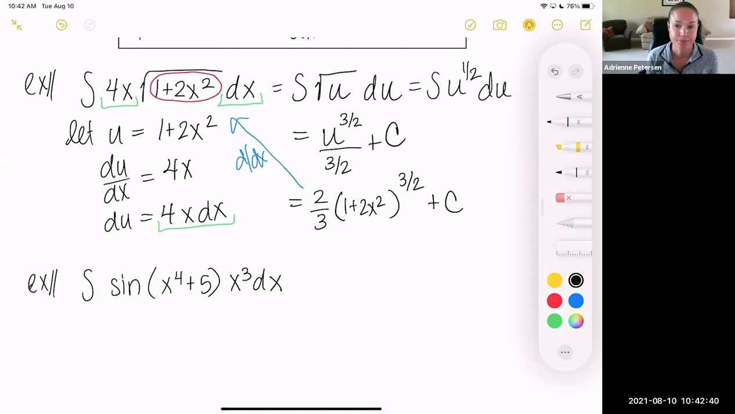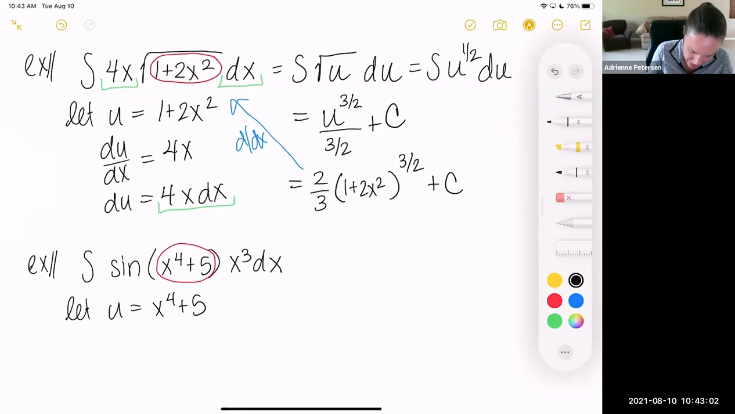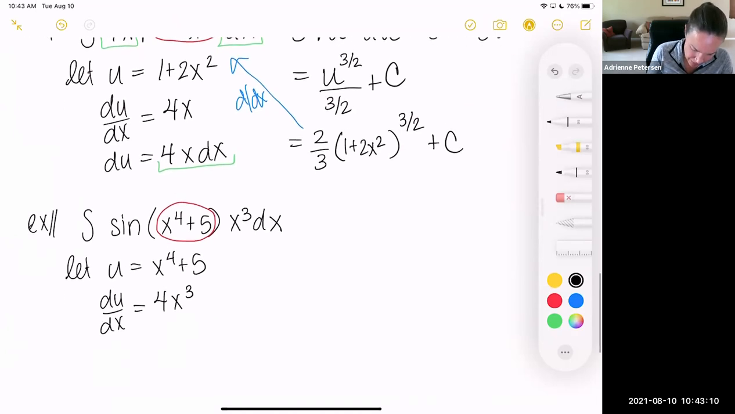Great. Okay, so in general, we always let u be our inside function. In terms of f of g of x, that composition, u was g of x, or inside. So I'm going to let u be x to the fourth plus 5. The next step is to take the derivative. So du dx is equal to 4x cubed. The next step is we split those differentials, and I write this as du is equal to 4x cubed dx.